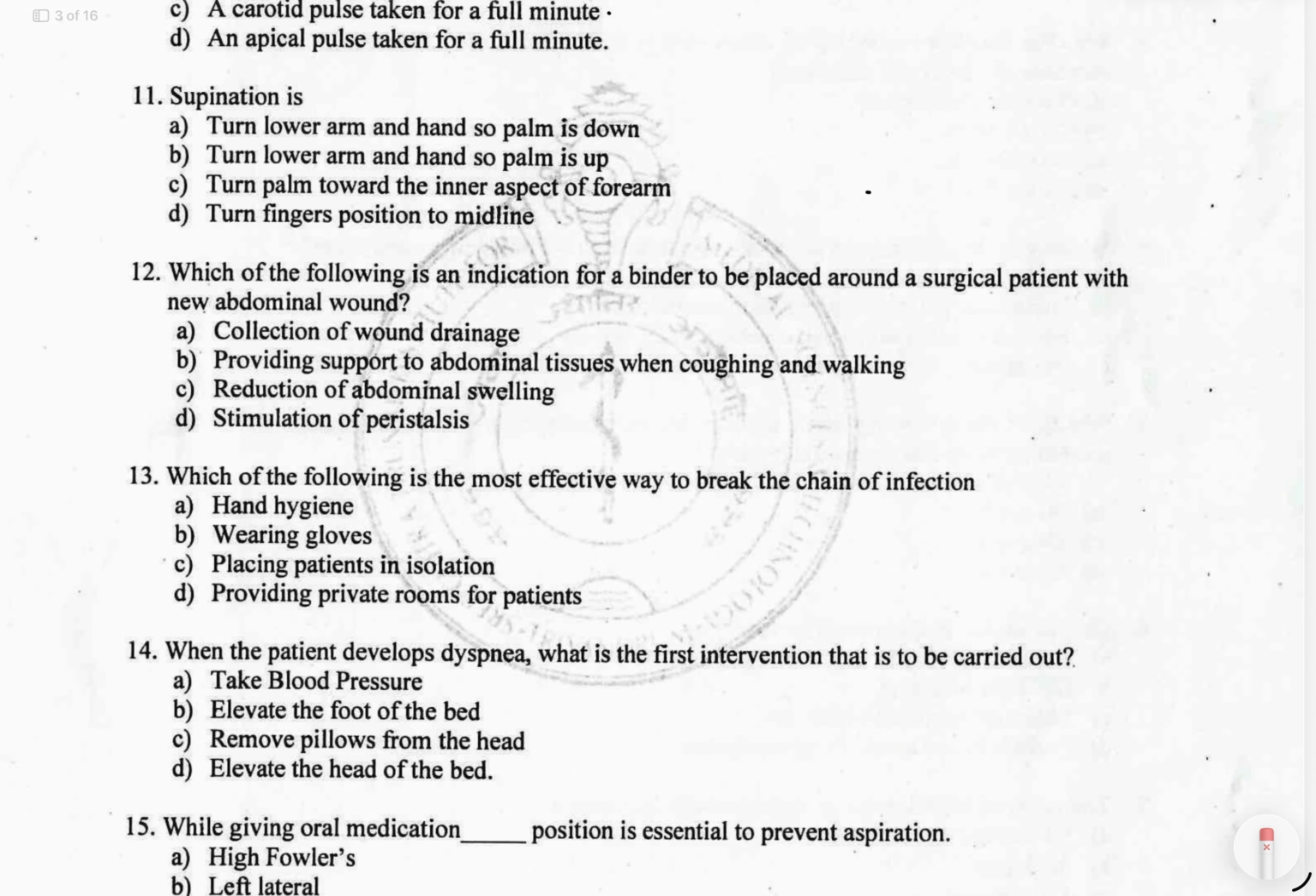So the patient is a post-operative patient, has got an abdominal wound following a surgery. So what is the indication for a binder? A binder is to support, to be placed around a surgical patient. What is the indication? Why are we giving a binder for a patient?